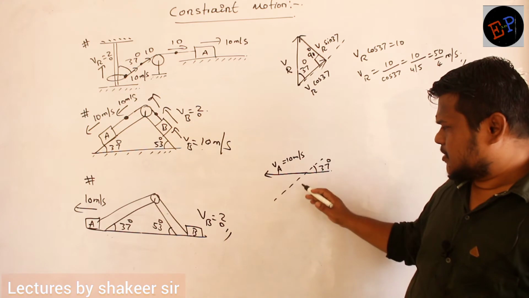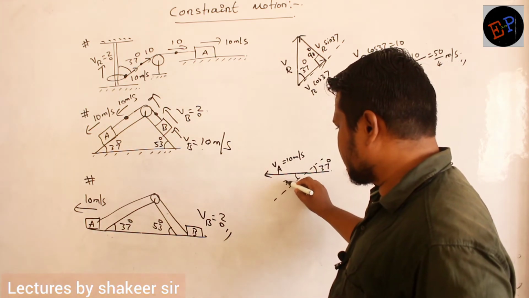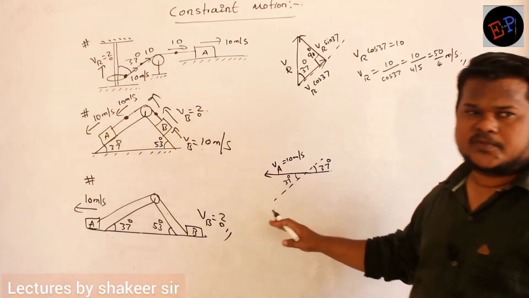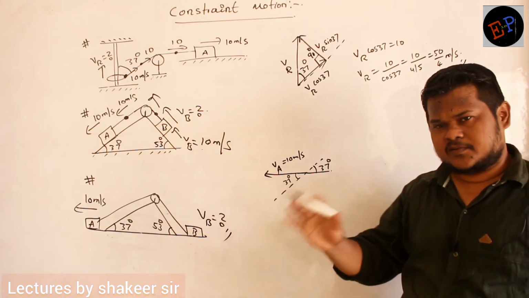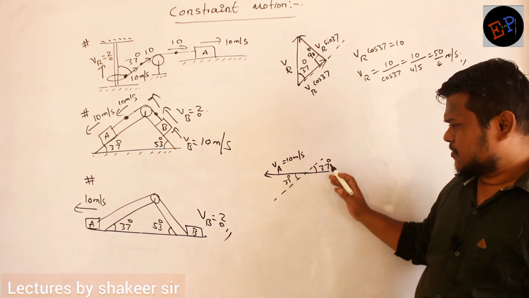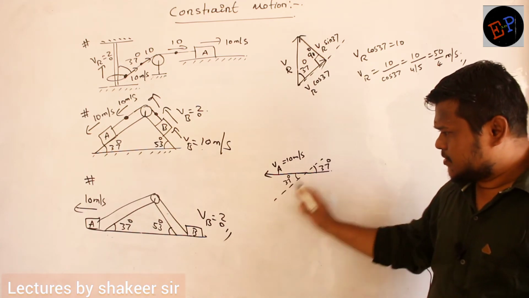If this angle is 37, what is this angle? This angle is also 37, no? What kind of angles are they? They are vertically opposite angles, and vertically opposite angles are always equal. So if this is 37, this is also 37. But the rope is moving in this direction.